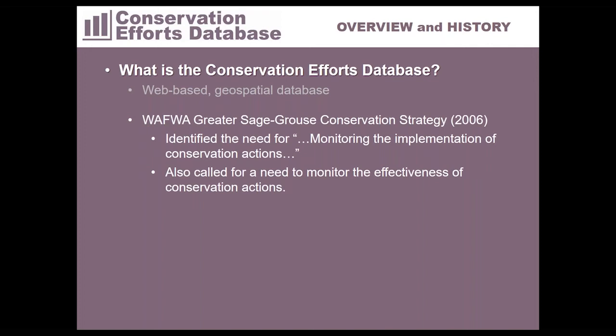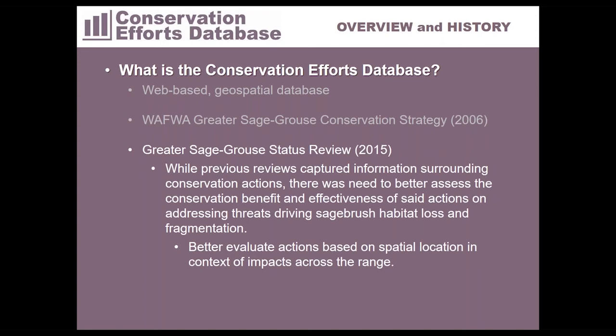Now, subsequent to that strategy, the U.S. Fish and Wildlife Service did a species status assessment on greater sage-grouse in 2010, resulting in a precluded but warranted finding. In 2015, when the Service started another status assessment for greater sage-grouse, it became apparent that we not only needed to know what conservation actions were taking place, but we needed a way to better assess the conservation benefit and effectiveness of said actions on addressing those threats driving habitat loss and degradation.